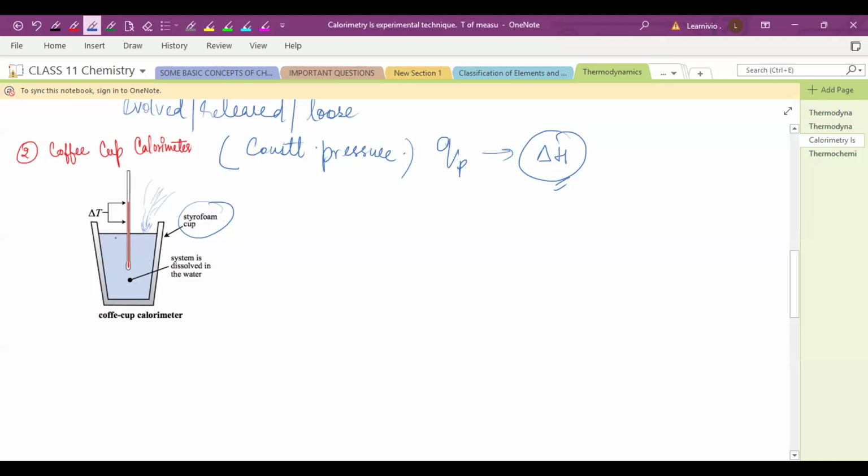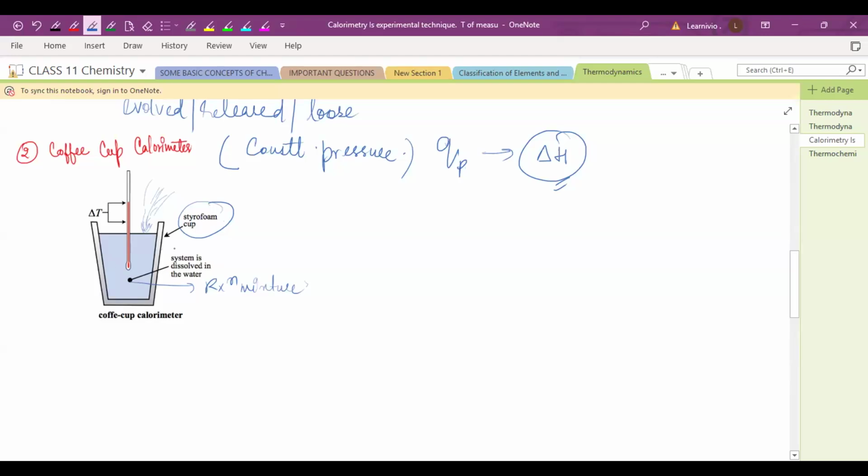And now, what about the reaction or chemical reaction? So here in the water we put the reaction mixture, which is dissolved in this water. The system is basically dissolved in the water, any reaction whose temperature we have to note down, meaning the change in heat. So we just dissolve this reaction mixture in this water.